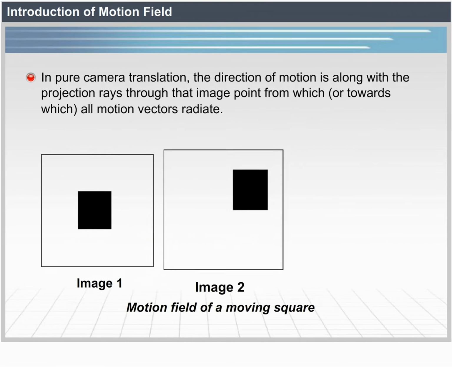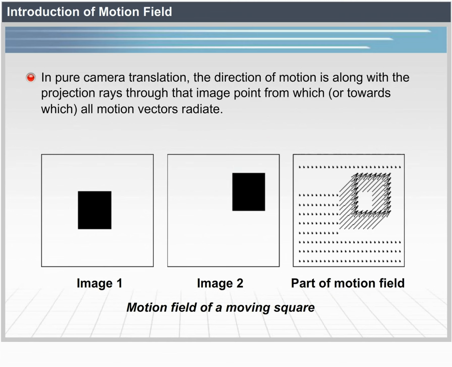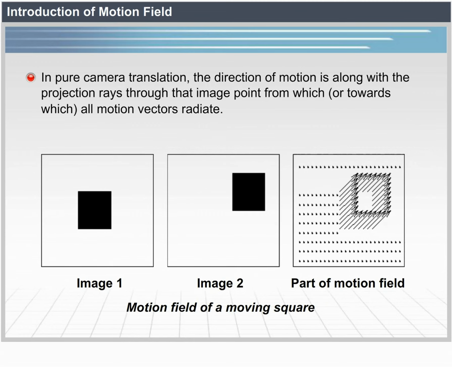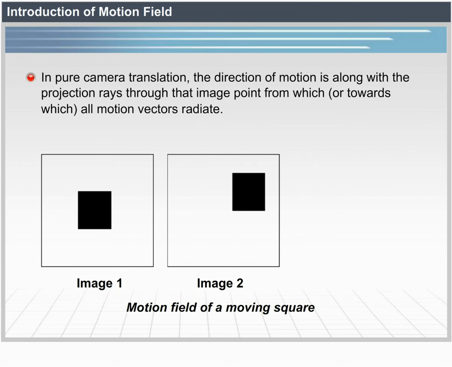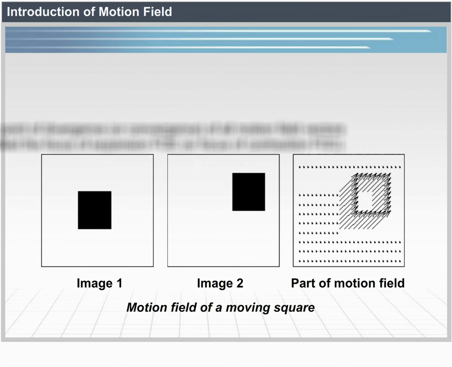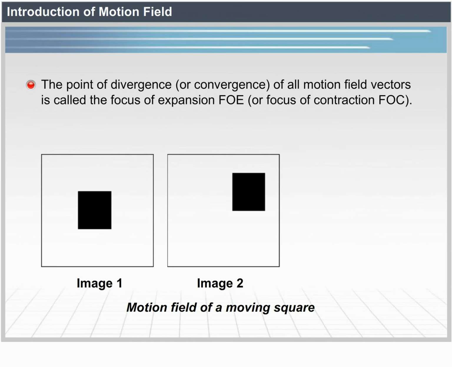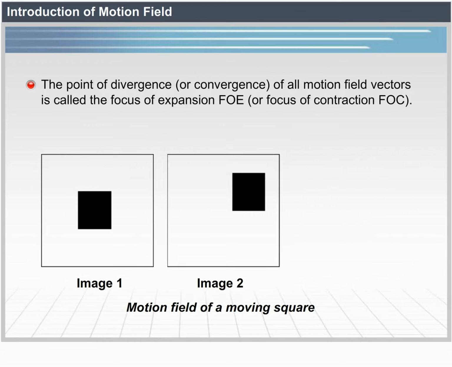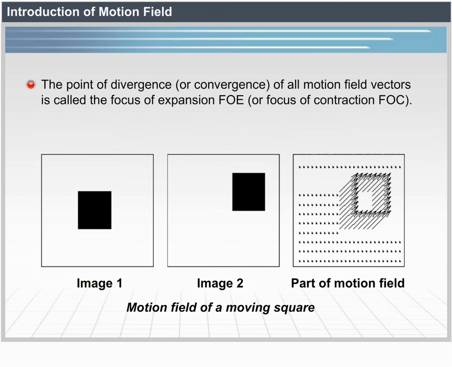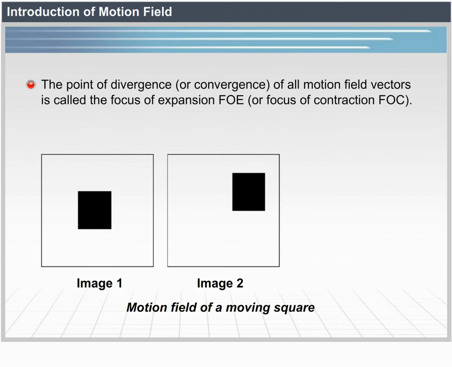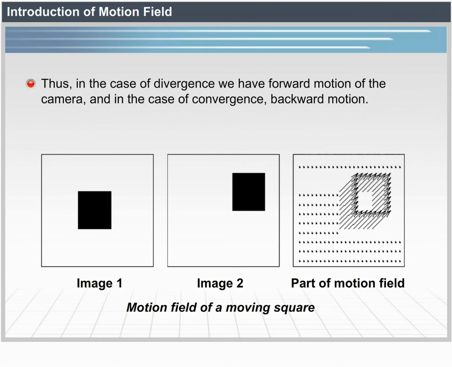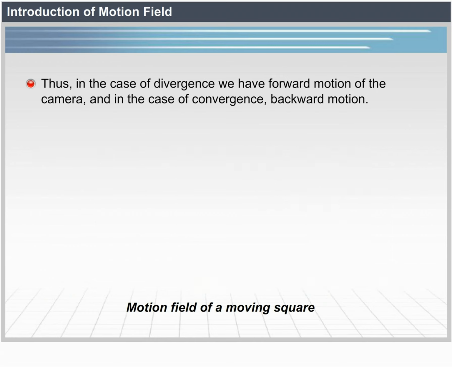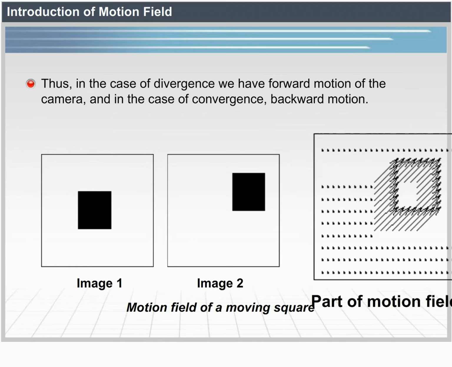In the case of pure camera translation, the direction of motion is along the projection ray through the image point from which or towards which all motion vectors radiate. The point of divergence or convergence of all motion field vectors is called the focus of expansion, FOE, or focus of contraction, FOC. Thus, in the case of divergence, we have forward motion of the camera, and in the case of convergence, backwards motion.